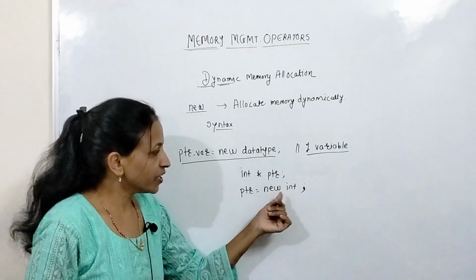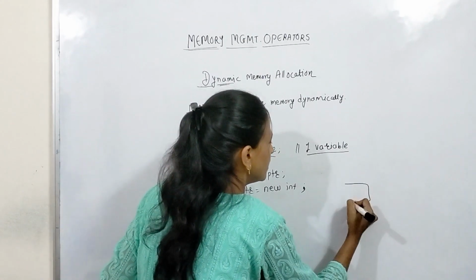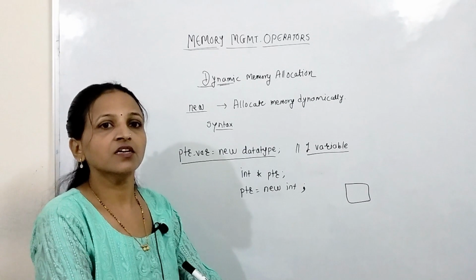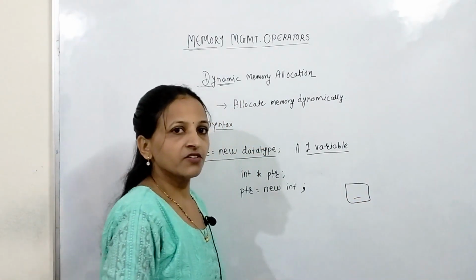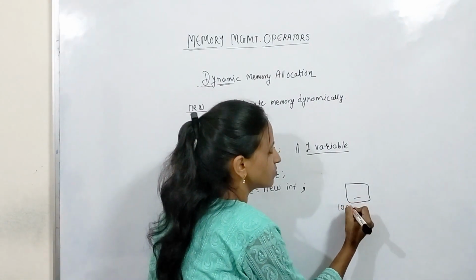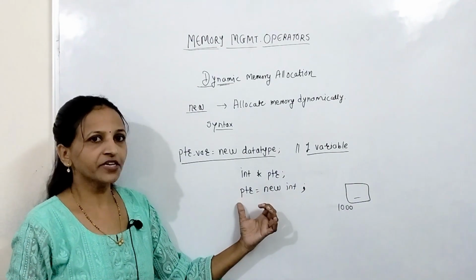What does it mean? new int means it will allocate space for one integer in memory. It may be 2 bytes or 4 bytes as per the system configuration, and initially there is nothing, it will have a garbage value. Its base address, let's say it is 1000, will be returned, and you have to store that inside some pointer variable.